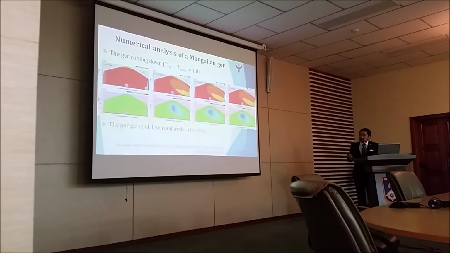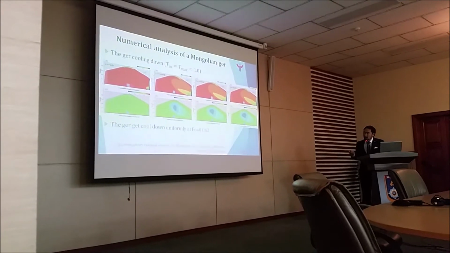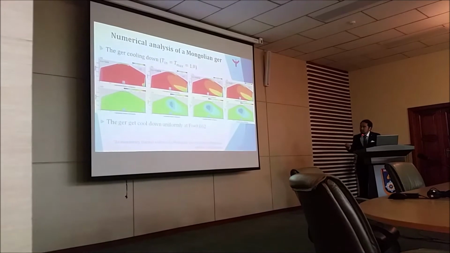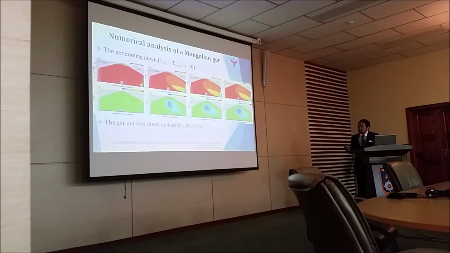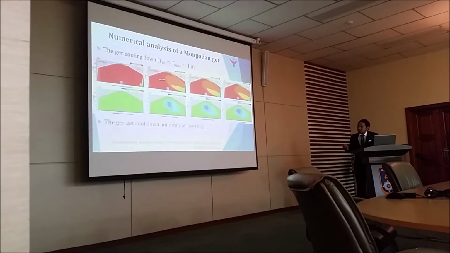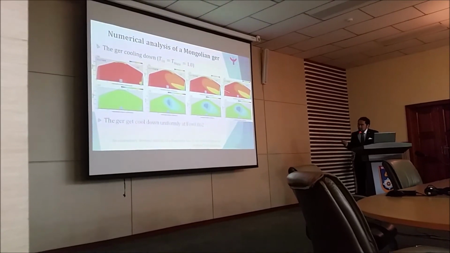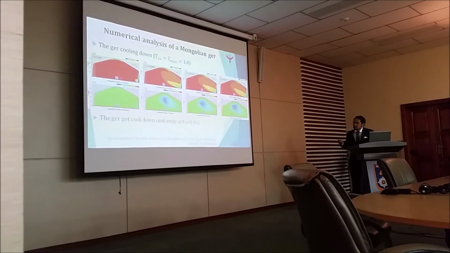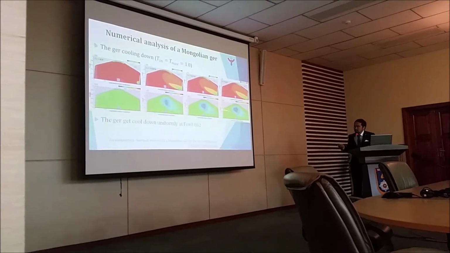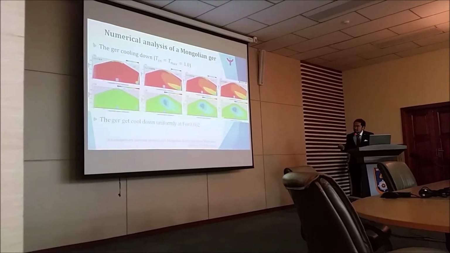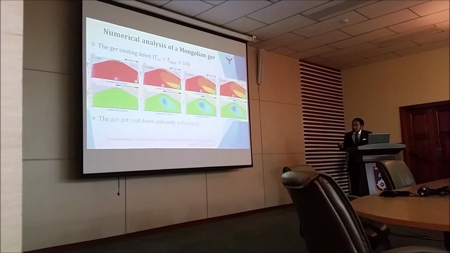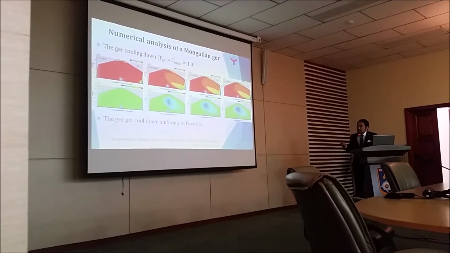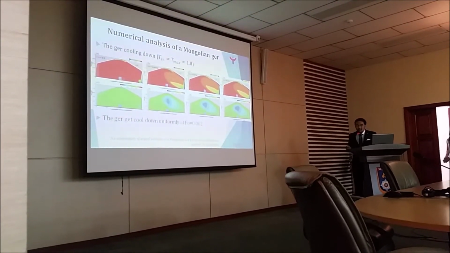So this is a result, the Ger cooling down from the warm condition. That means the initial temperature is 1. This is normalized temperature. And the pictures in the first row show the temperature distribution inside the Ger, and below show the streamlines in the Ger. And we can see the door loses heat more actively than the crown.